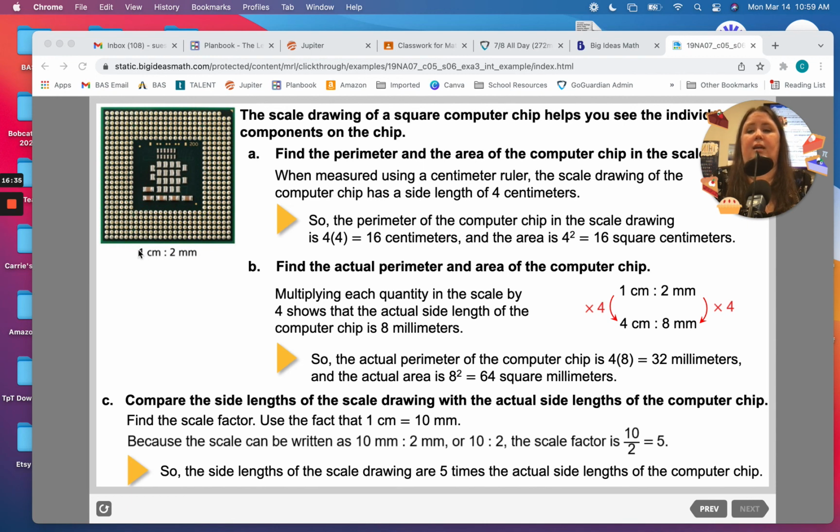So this would become 10 over 2, which when you reduce that becomes 5 over 1, right? All that is telling you is the side lengths of the drawing you see is 5 times as large as the actual size of the computer chip. If you had done the other way, converting the millimeters to centimeters, then you would have said the computer chip is 1/5 the size of the drawing. Make sense? Yes, ma'am.